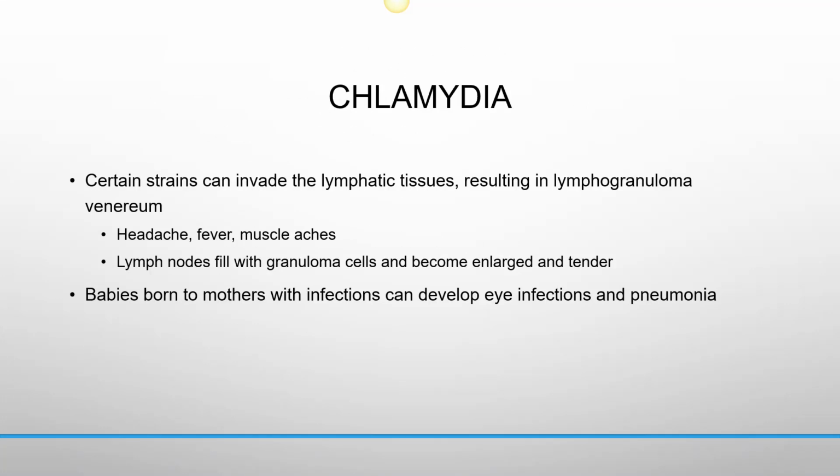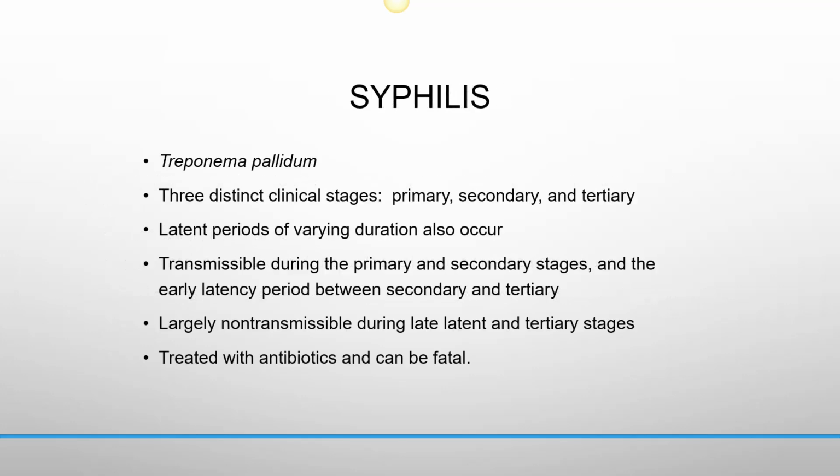Certain strains can invade the lymphatic tissues, resulting in lymphogranuloma venereum, so you actually have swollen lymph nodes, particularly around the inguinal region or the groin. Headache, fever, muscle aches, the lymph nodes fill with granuloma tissue or cells and become enlarged and tender. Babies born to mothers with infections can develop eye infections and also pneumonia.